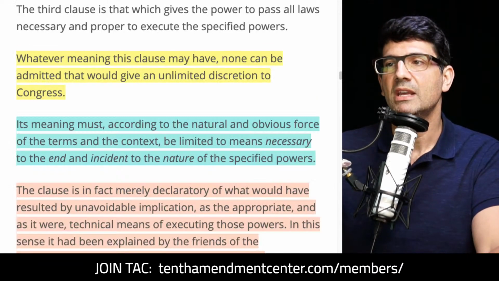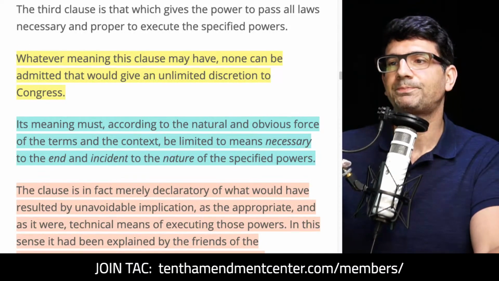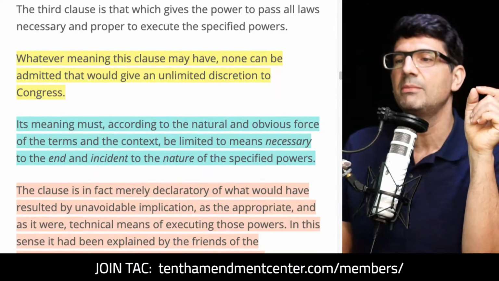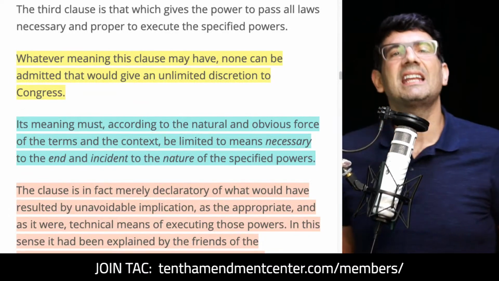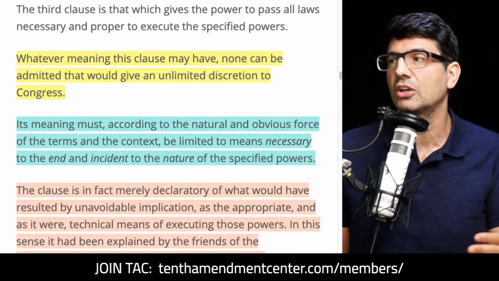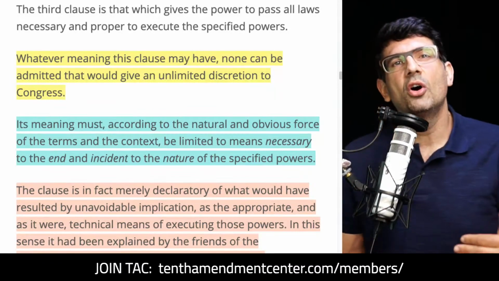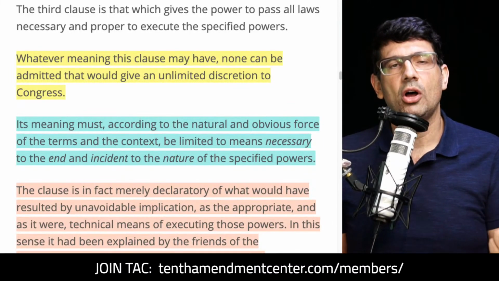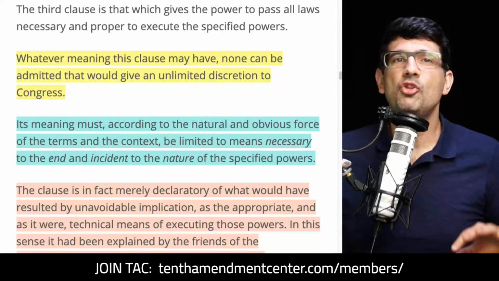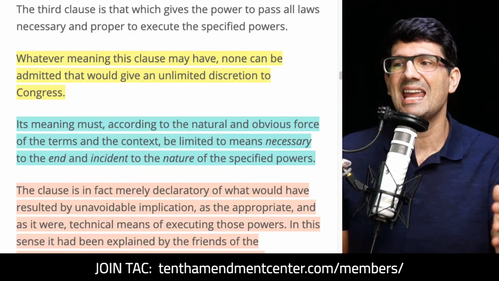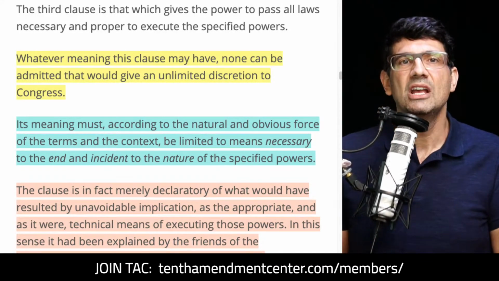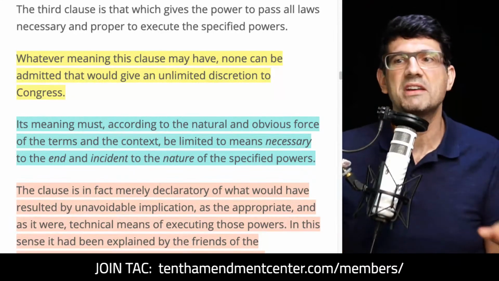And then third, he talks about necessary and proper. He says, whatever meaning this clause may have, none can be admitted that would give an unlimited discretion to Congress. He's admitting that even though he thinks the necessary and proper clause is pretty clear, and he goes into it in some detail, I'm just going to go through some highlights here. Even though he's got a strong understanding of this clause, he recognizes that other people have other views of it. And he starts out by saying, look, no matter what view anybody has, you can't say they have unlimited discretion in Congress. It's still necessary and proper means something. Those words don't mean anything and everything or whatever you want.